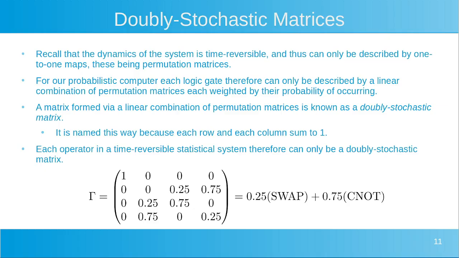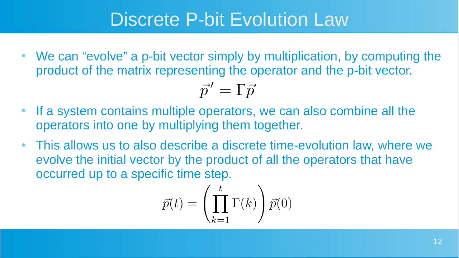A doubly stochastic matrix is just a probability distribution of permutation matrices, where you don't know for certain which permutation will be applied, but you can assign them all a probability. You can also create a discrete p-bit evolution law, which looks just like the one for the bit vector. If we're evolving the p-bit vector, we just need to multiply the logic gate represented as a doubly stochastic matrix by the p-bit vector, and it gives us a new p-bit vector, which is the evolved form. And in the same way, you can combine all the operators together and then multiply it by the bit vector all at once. You can do the same thing with the p-bit vector as well.